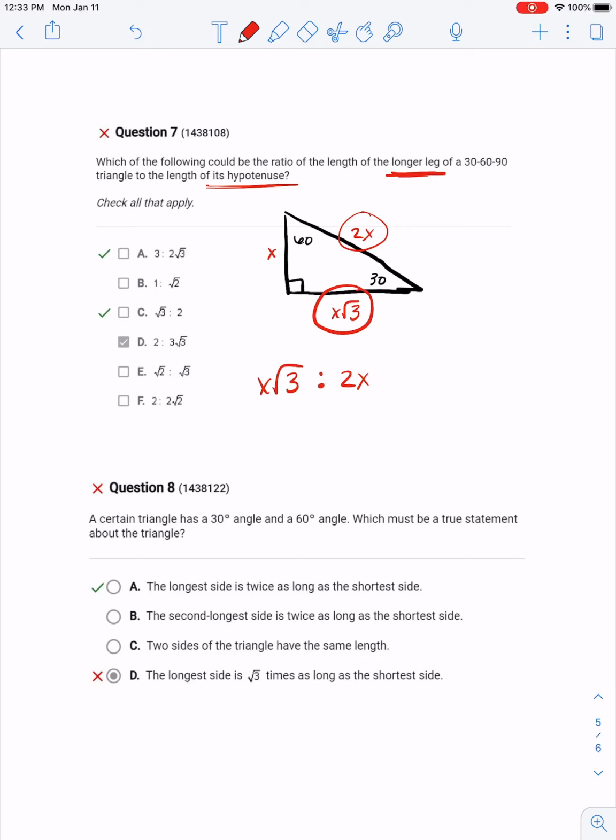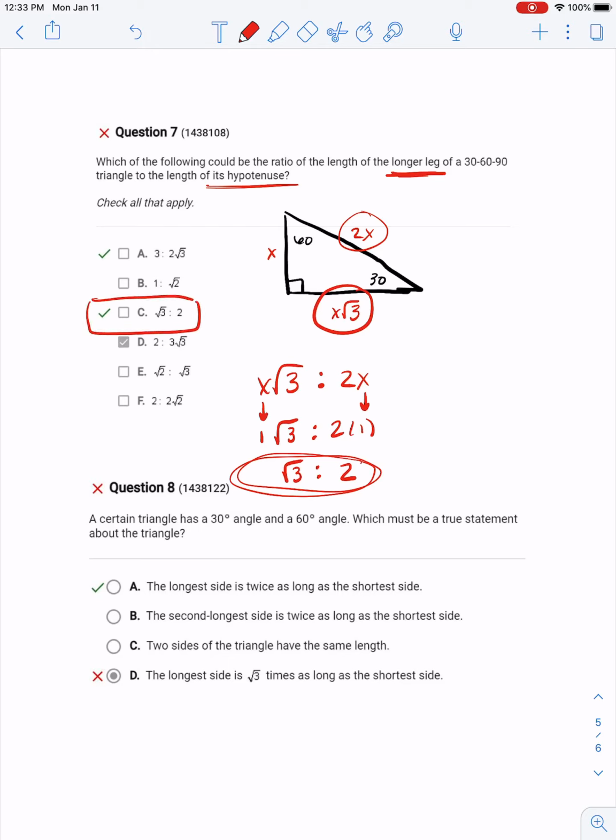And then what we're going to do again is simplify this. So let's say, just for argument's sake, we plug in 1. So 1 radical 3, and then 2 times 1. That would simplify to the square root of 3, and then 2. So radical 3 to 2 is the simplest form of the ratio. This is kind of like what we did at the beginning. So if you find that one, that's definitely an answer. Radical 3 to 2, there's that one.